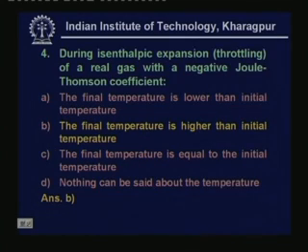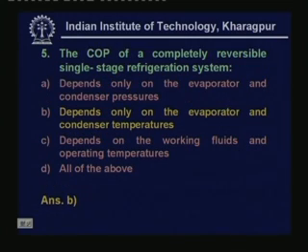The fourth question was, during isenthalpic expansion of a real gas with a negative Joule-Thomson coefficient, what happens to the final temperature of the gas? The answer is that the final temperature is higher than the initial temperature. So, when you have a negative Joule-Thomson coefficient for a real gas, the exit temperature will always be greater than the inlet temperature. Finally, I asked you what the COP of a completely reversible single stage refrigeration system depends on. The answer is it depends only on the evaporator and condensing temperatures. It does not depend on pressures, and it does not depend on the working fluids; it is only a function of temperatures according to Carnot's theorems.